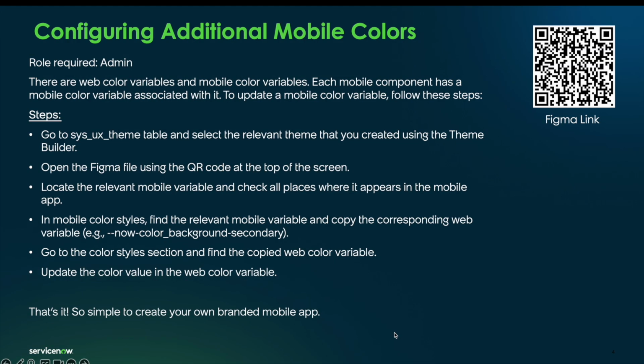Beyond the basic mobile theme settings, ServiceNow also supports additional color configurations to give your app a fully branded look. By using mobile color variables mapped to web color variables, you can customize specific components across your app and ensure they reflect your brand's identity. Now let's explore a quick demo and discover how to transform your mobile app with your brand colors, creating a personalized look and delivering a better experience for your users.